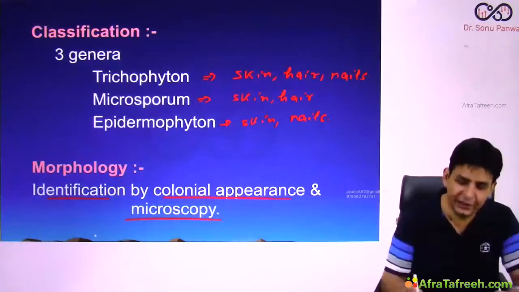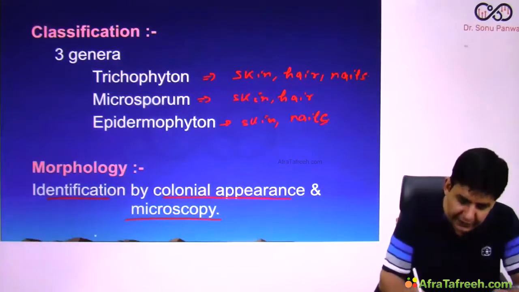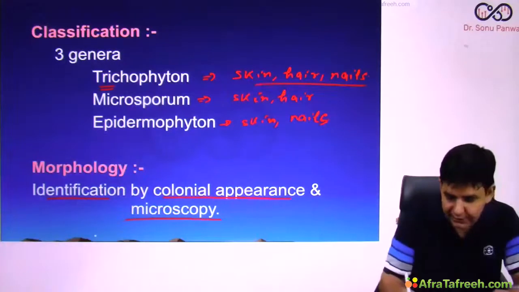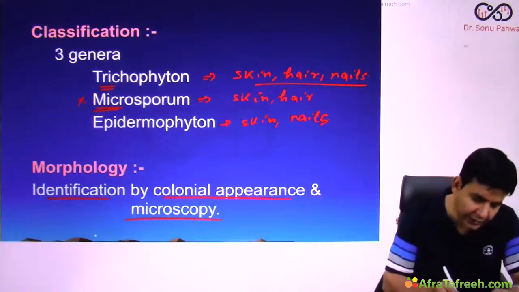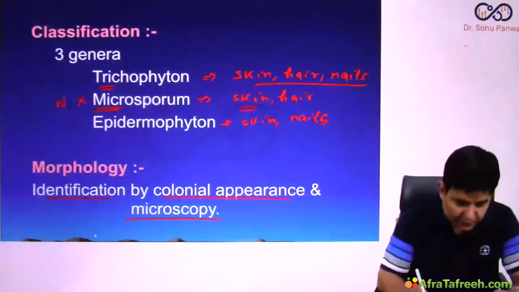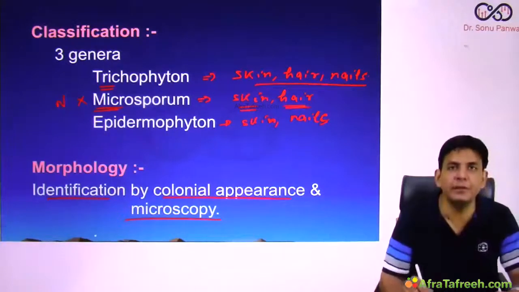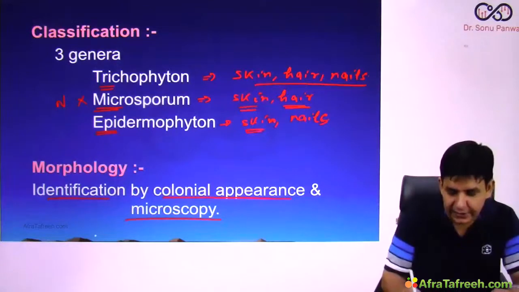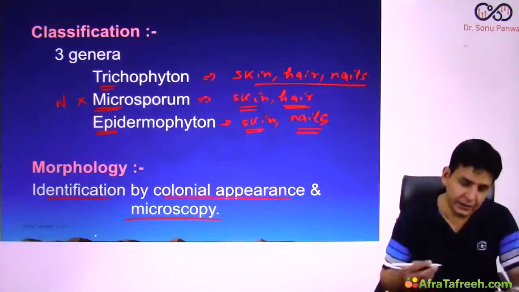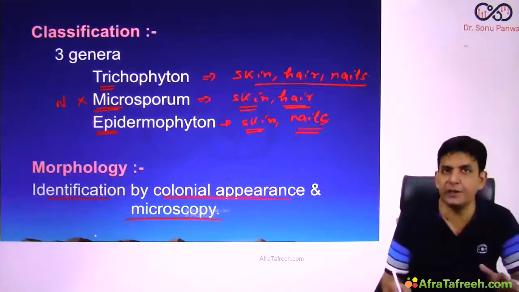This always remains a confusion, which involves hair and which involves nails. For that confusion, you just remember a mnemonic that will help you. Tri means all three: skin, hair, and nails. Microsporum: M does not involve N. Skin is common to all, skin will be there, but M does not involve N means hair will be involved. Epidermophyton, skin is there, but the remaining one is nails. So remember like this which particular dermatophyte involves which particular sites.